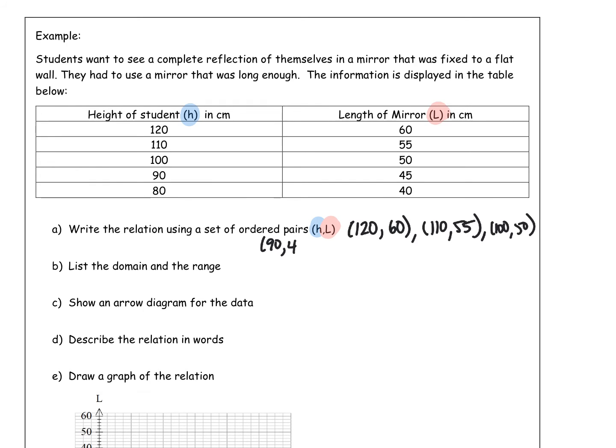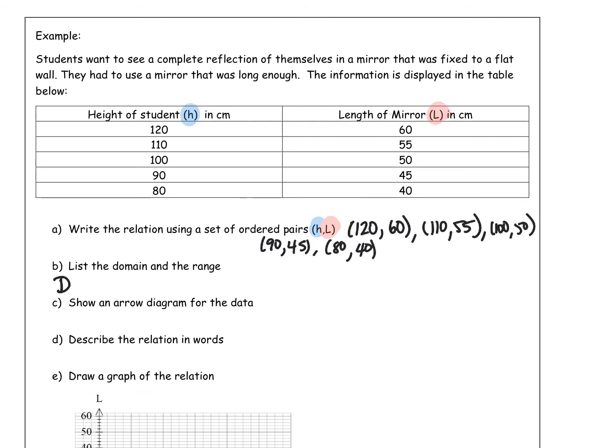90 is paired with 45, and 80 is paired with 40. Okay, so that's just a set of ordered pairs. The domain and range, so this will be something new, and we're going to have a whole lesson on this in a little bit. But the domain, we have to use what's called set notation, okay?